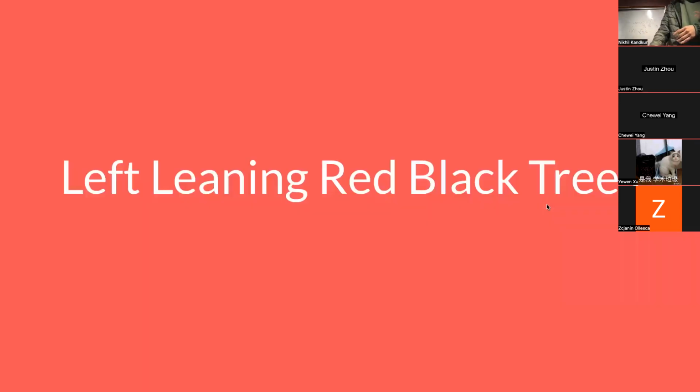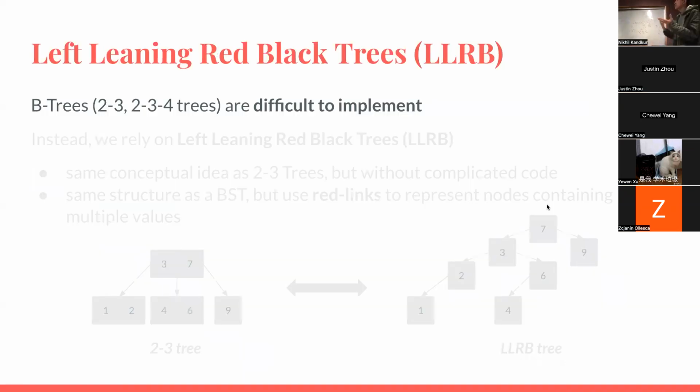Okay. All right. So the last thing we'll talk about is this left-leaning red-black tree. In reality, you don't want to use 2-3 or 2-3-4 trees because they're super hard to code. They're super difficult to implement, right? You have to split nodes up. You have to keep track of whether nodes have multiple values. It's just not fun. So instead, what we use is called the left-leaning red-black tree.